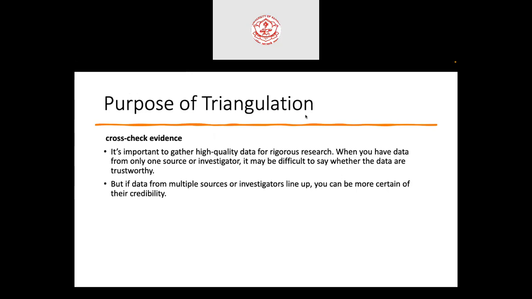So when you have data from only one source or investigator, it may be difficult to say whether the data are trustworthy. If you take the data from one source, that is cross-sectional data, and you do the analysis along this cross-sectional data, the research may be biased. There are some secondary data sources, but you haven't checked. That means you sometimes may be biased.